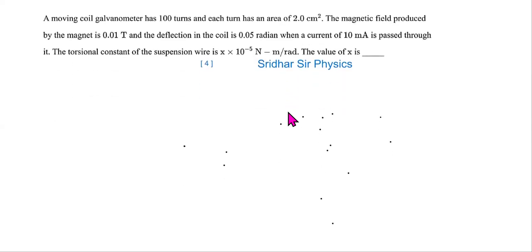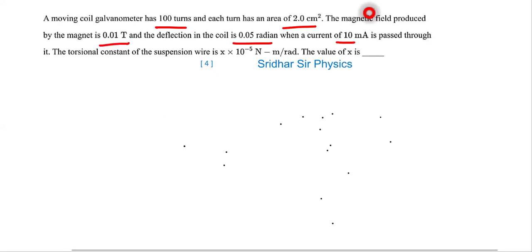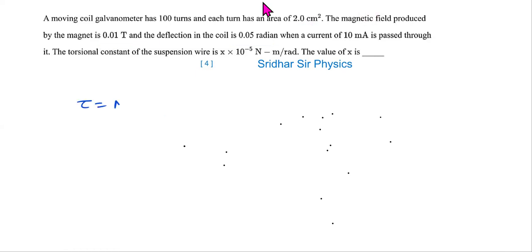Okay, this one. A moving coil galvanometer having 100 turns, area, magnetic field B, with deflection and current given. The torsional constant is asked. What is the basic formula for this? Torque equal to NIAB, and then there should be K times deflection equal to NIAB.